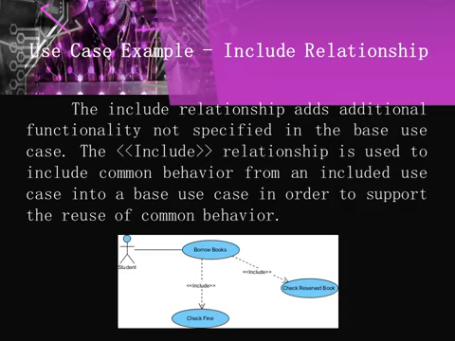Include relationship. The include relationship adds additional functionality not specified in the base use case. The include relationship is used to include common behavior from an included use case into a base use case in order to support the reuse of common behavior.